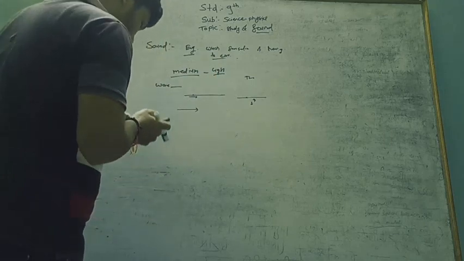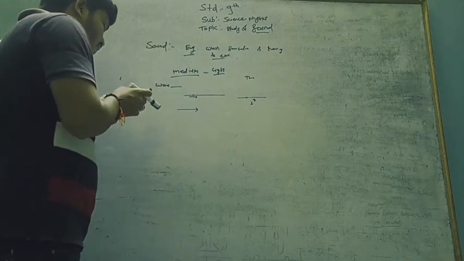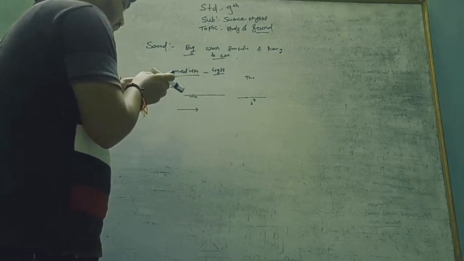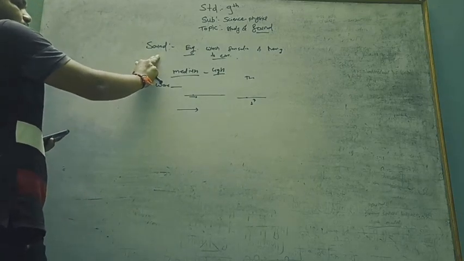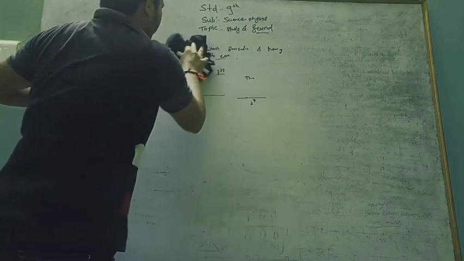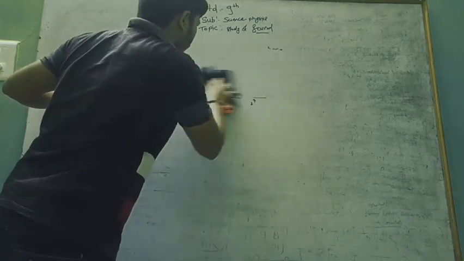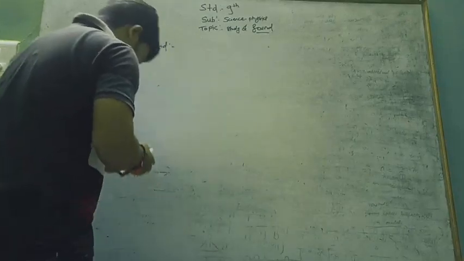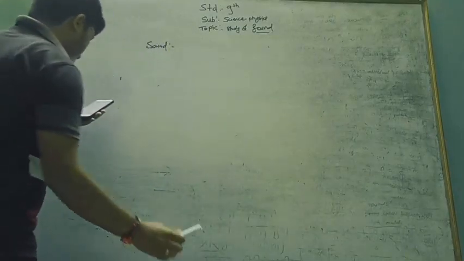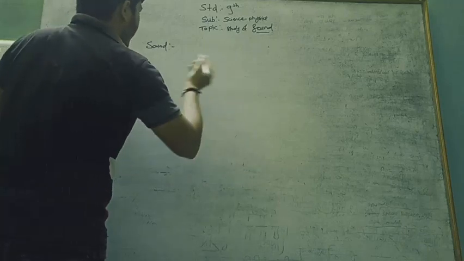In your book it is given that sound is a form of energy which creates the sensation of hearing in our ears, as we have seen in the definition of sound. Now, what is the exact definition of sound then? Sound is the form of energy which creates the sensation of hearing in our ears.